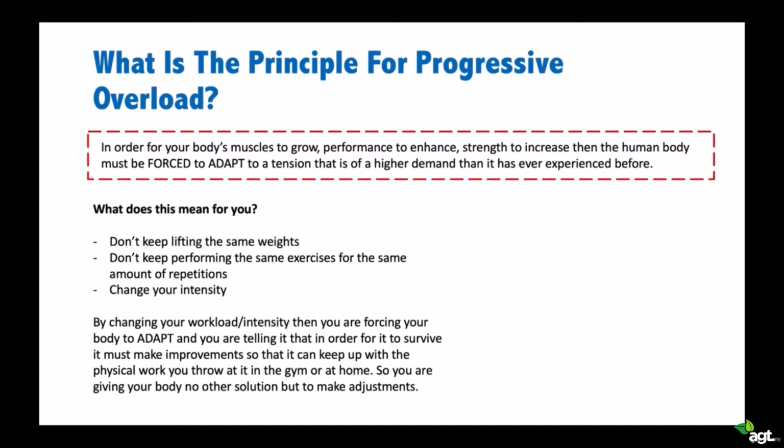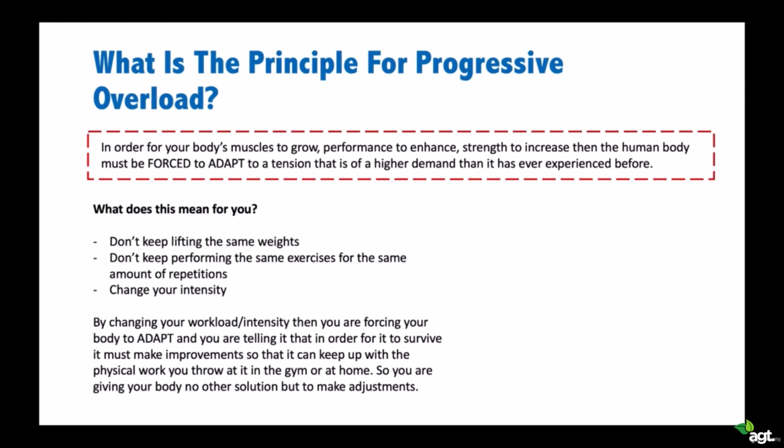So by changing your workload or the intensity that you're working at, you're then forcing your body to adapt, and adapt is the key word here, guys. You want your body to adapt, so then you can increase the workload again, in order for you to tell your body that it needs to survive. So you need to tell your body to adapt, to make improvements, so it can keep up with the physical work that you throw at it in the gym or at home. You're basically giving your body no other solution but to make adjustments.